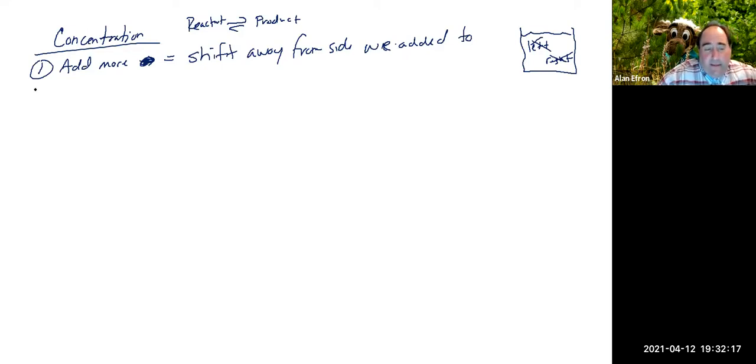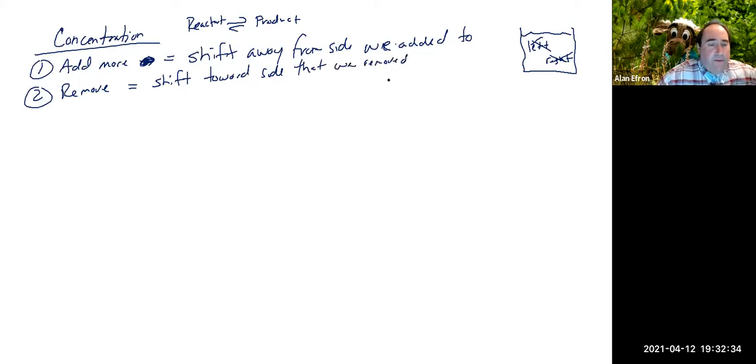And the other thing that we could do is remove concentration. When we remove concentration, it always shifts towards the side that we removed. So adding goes away, removing shifts towards the side we removed.